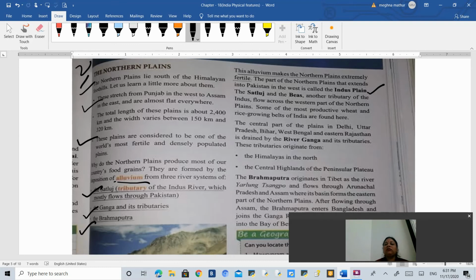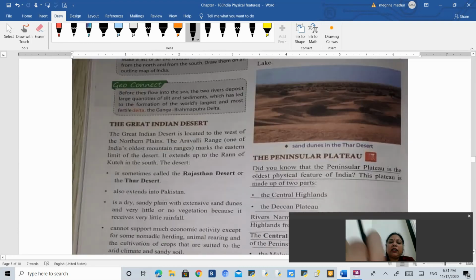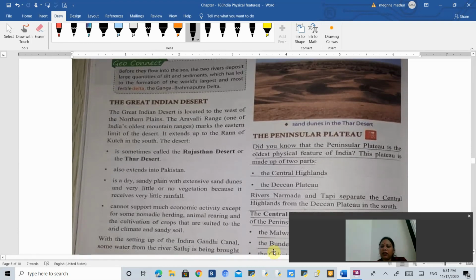So in this video we have understood two important physical features of India. The first is the northern mountains and the second one is the northern plain. The next physical feature will be the Great Indian Desert, which we will cover in the next video.